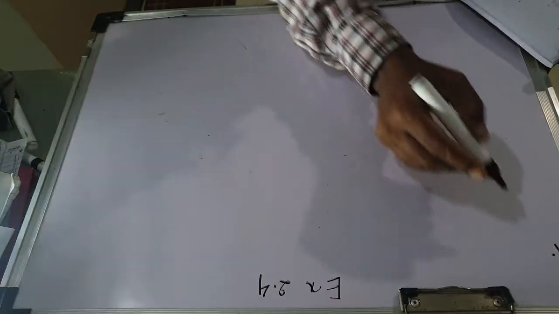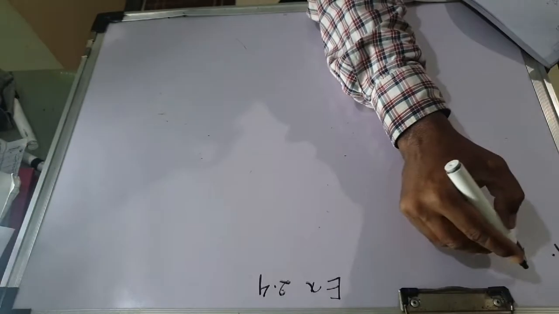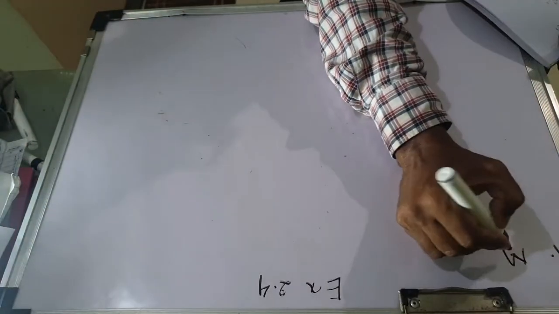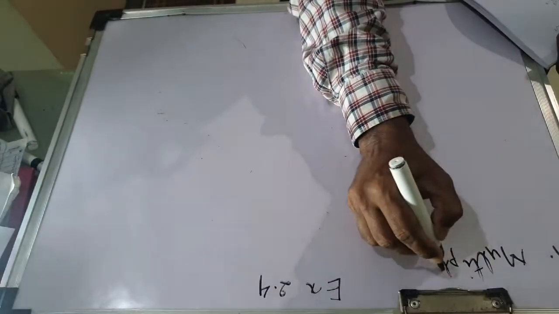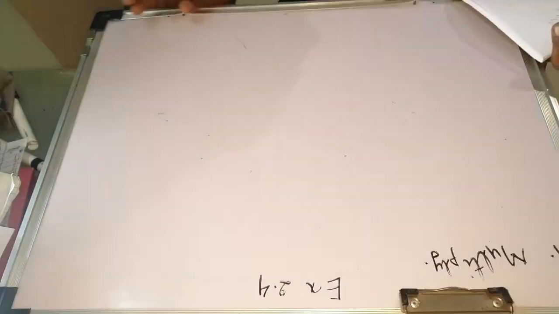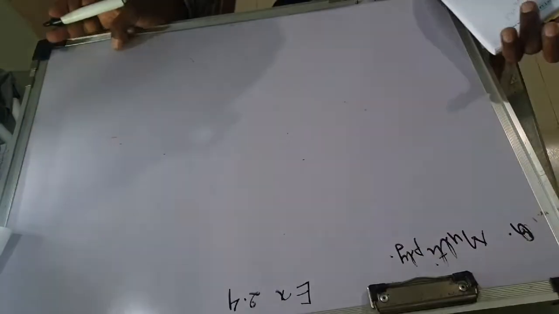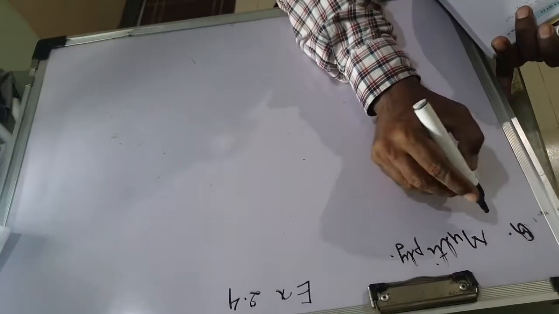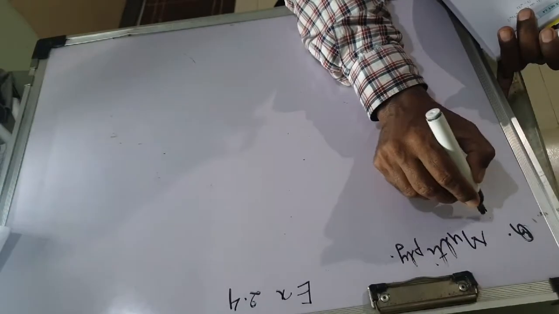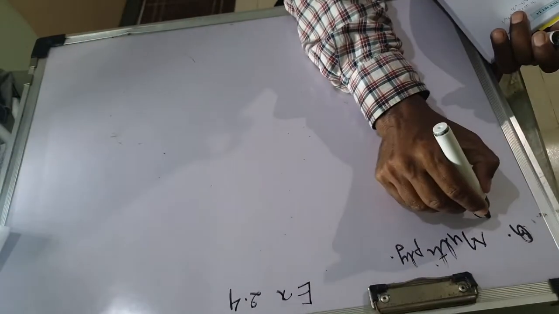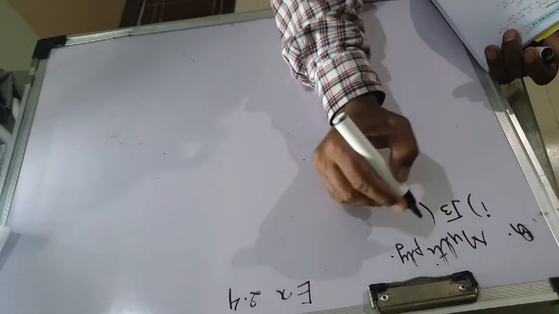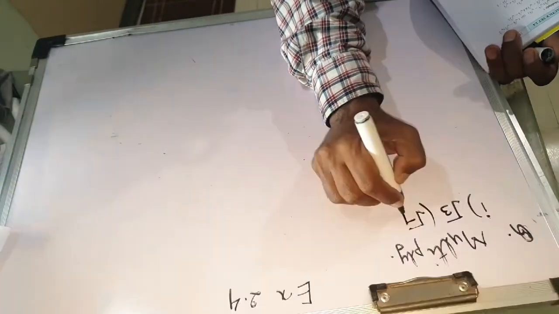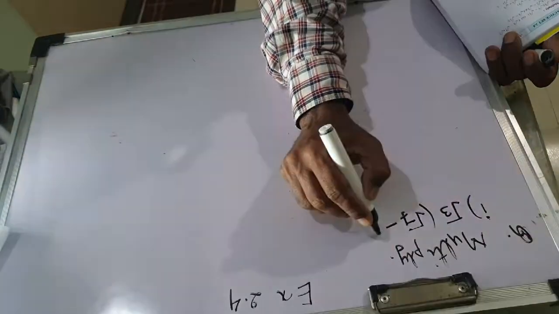In that it is stated: multiply. First one is root 3 into bracket root 7 minus root 3.